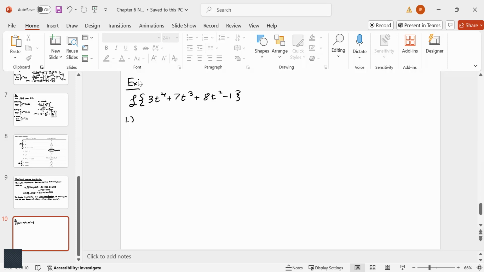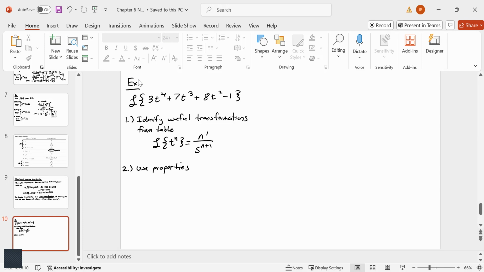So step number one is identify useful transformations from table. So we notice that everything is a polynomial, t to the nth power. So then that tells us that we're probably going to use this one. We're going to be using this transformation, right? So that's good to know. Okay, now we're going to use properties. Again, in the long run, you're not going to be doing this. You're just going to go straight into it.